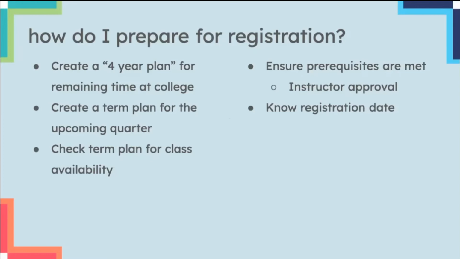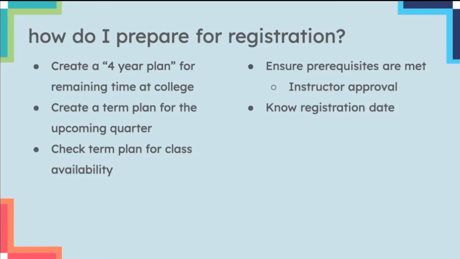If you haven't already, go ahead, create a 4-year plan. Obviously, I say 4-year in quotes because some of you may be graduating early, and that's completely fine. It may be perhaps like 3 years and 2 quarters, maybe 3 years. That's completely up to you. But for the 4-year plan, just go ahead and create it so you're able to map out all the classes you want. And if you haven't already, make sure you go ahead and create a term plan for the upcoming quarter and check for class availability.